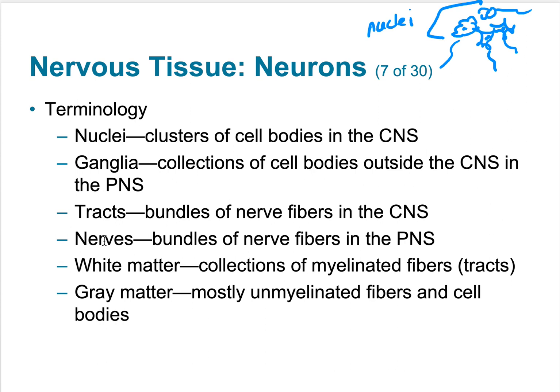Okay, so when we talk about the sciatic nerve and the ulnar nerve, those are just long extensions of axons. They're just clusters of axons bound together, okay? And that's what we call a nerve, and that's in the peripheral nervous system.